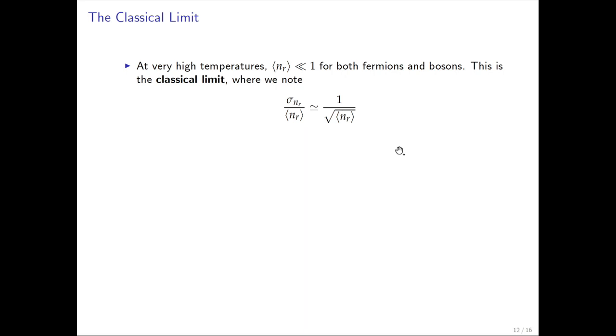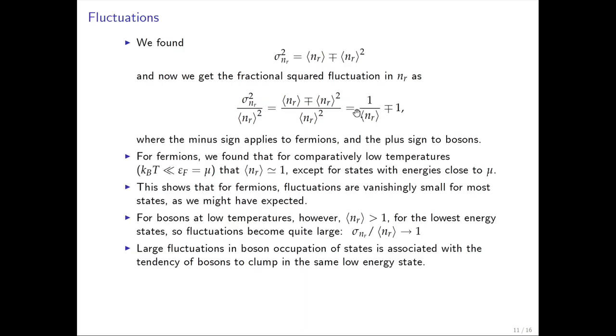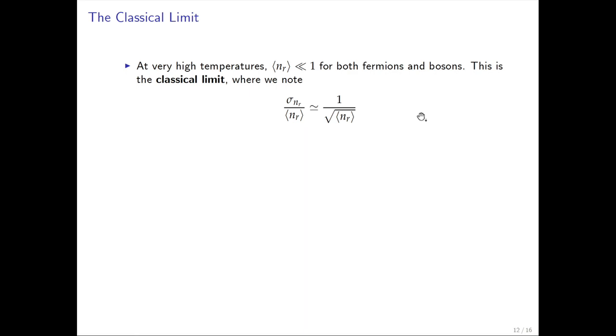If this is really, really small, then let's just go back to this formula. If this gets really small, this term dominates. We can ignore the plus or minus 1, because this term is going to be huge, and then if I take the square root, the fractional variation, the standard deviation divided by the number of state R, is going to be 1 over square root of that, right? That's just what that says. So we always have this for total number, but in the classical limit, which is high temperatures, we'll have this for each and every energy level.